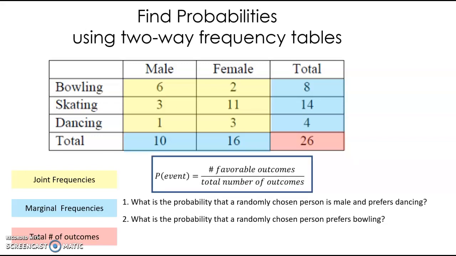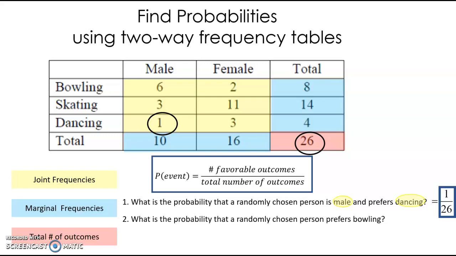The formula for the probability of an event equals the number of favorable outcomes over the total number of outcomes. Let's work the two examples below. What is the probability that a randomly chosen person is male and prefers dancing? I'm going to begin by highlighting the key words in the problem, male and prefers dancing, and locate the related number in our two-way table, which is 1. Then I'm looking for the total number of outcomes in my two-way table, which is 26. Therefore, the probability for number 1 is 1 over 26.